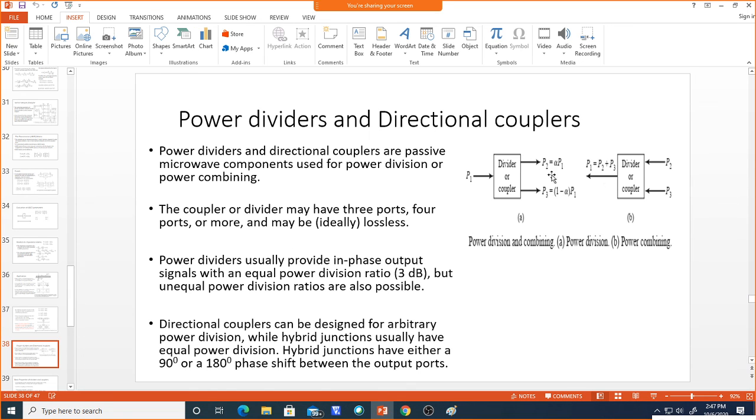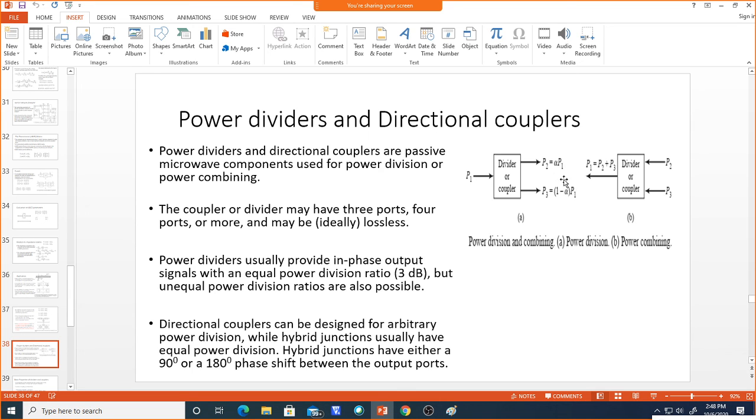Now if we have 3 ports, ideally we can consider it as lossless, though a practical network will have some lossy components also. This power divider gives equal phase division, that is, there is zero phase difference, and at port 2 and port 3 there is no phase shift associated. If you take couplers, there are different types of couplers, which have hybrid junctions with equal power division and phase shift.